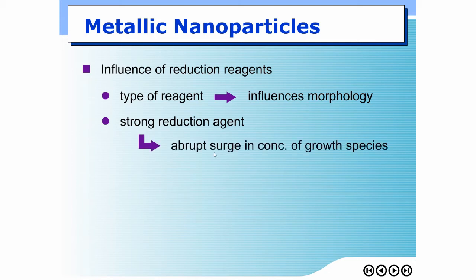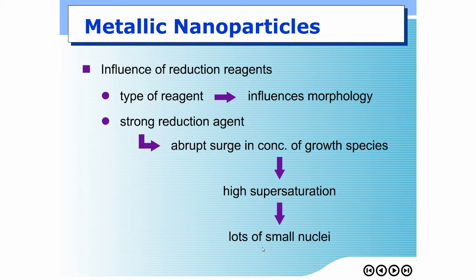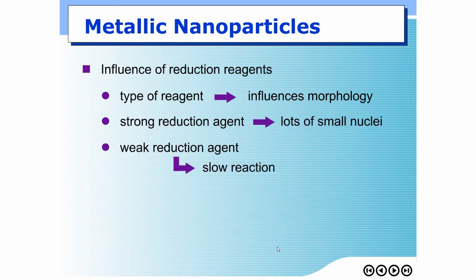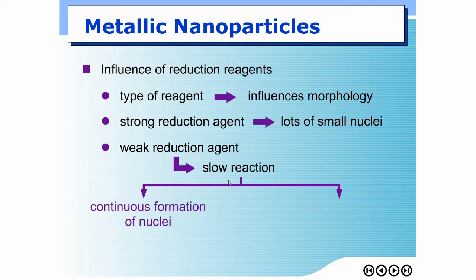As I said, the strong reducing agent should give you an abrupt surge in concentration of growth species during nucleation, and that should give you a high supersaturation level and end up with small nuclei that we discussed. Okay. But a weak reducing agent should give you a slow reaction. In this case, for the consideration of nucleation, you get continuous formation of nuclei, which gives you a wide size distribution of nuclei.